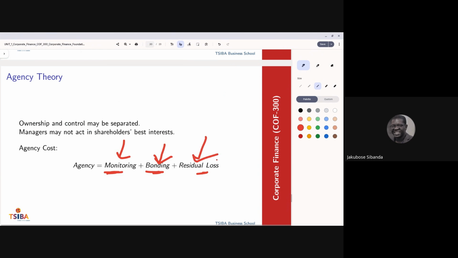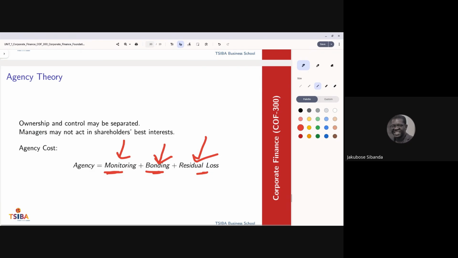So, when we talk about monitoring, these are costs paid by shareholders to watch, control, and assess managers. Like, they can pay an auditing company, they can pay a board, or they can also pay for performance reviews to see what has been happening in this company. So, these are agency costs. The shareholders will have to bear them because they want their company to be audited so that managers are doing the right thing. We refer to that as monitoring cost.